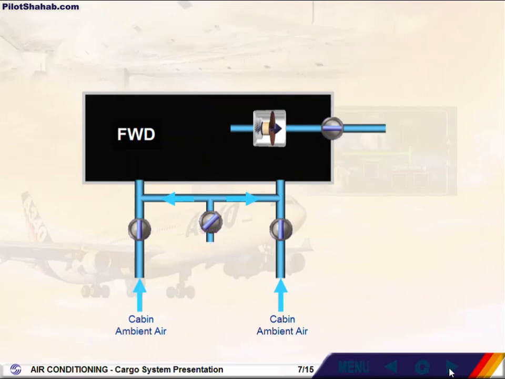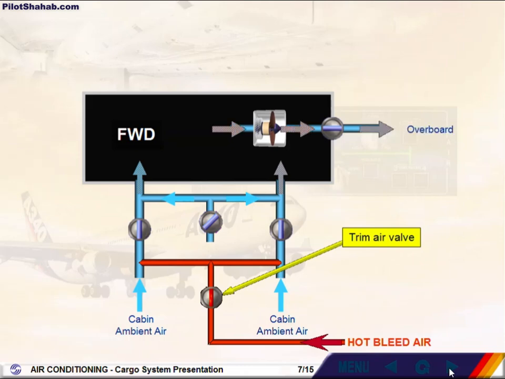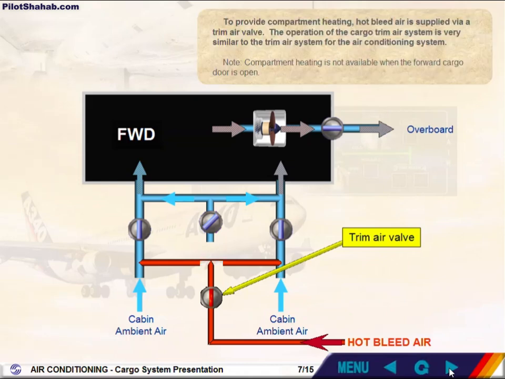To provide compartment heating, hot bleed air is supplied via a trim air valve. The operation of the cargo trim air system is very similar to the trim air system for the air conditioning system. Note: compartment heating is not available when the forward cargo door is open.